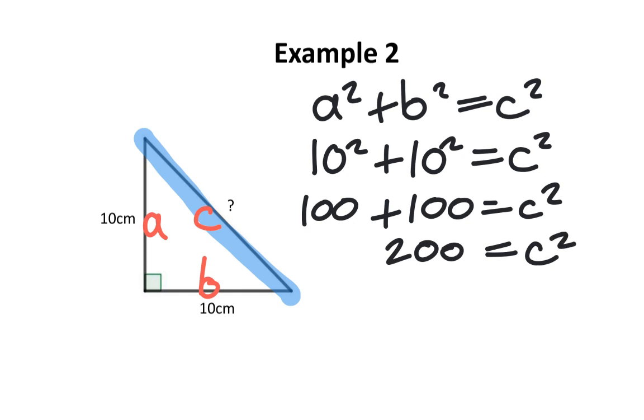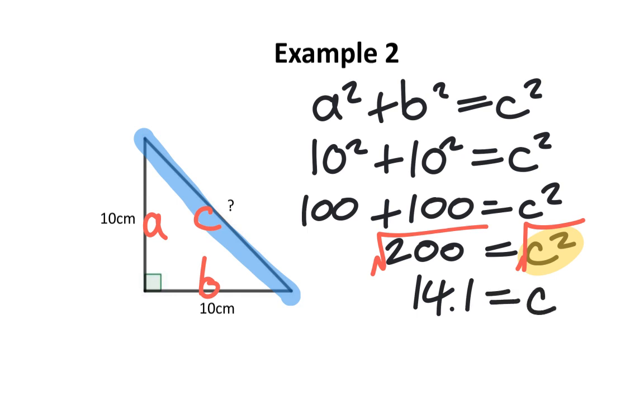Now, at this point, you might think the hypotenuse has a length of 200 centimeters. But if you take a look at your diagram, you'll see that that is not possible, since the other side lengths are only 10 centimeters. We want to figure out the length of C, not C squared. Therefore, the opposite of squaring something is square rooting it. And what you do to one side of an equation, you have to do to the other side of the equation. The square root of 200 is approximately 14.1. Therefore, the hypotenuse is about 14.1 centimeters.